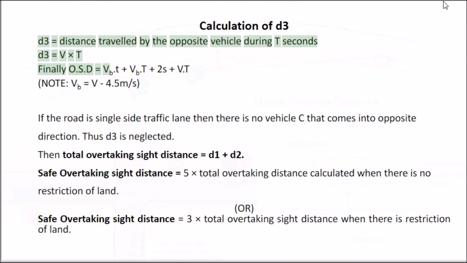Finally, O.S.D equals v T plus 2s and v T. Note, v equals 4.5 m/s.